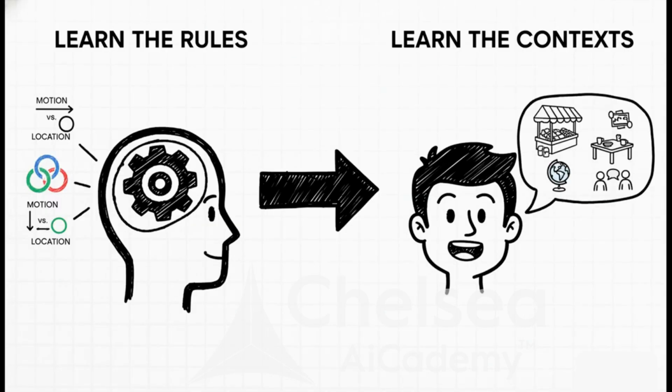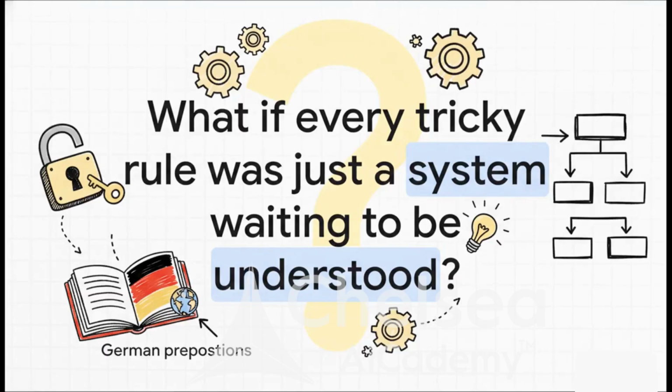And that right there is the key takeaway. First, you learn the system, the 3 gangs and the motion versus location rule. That handles the grammar. Then you start learning all the different meanings for each word in context. And that's what gets you to fluency. So the next time you get stuck on a grammar point that just feels impossible, try not to think of it as some random, frustrating rule. Instead, just ask yourself, okay, what's the system here? Because chances are there's a code, and it's just waiting for you to crack it.